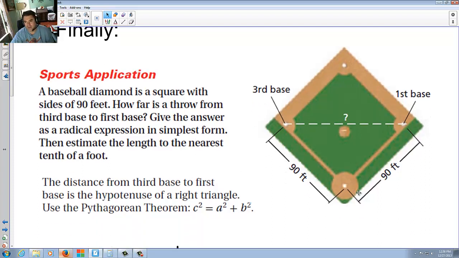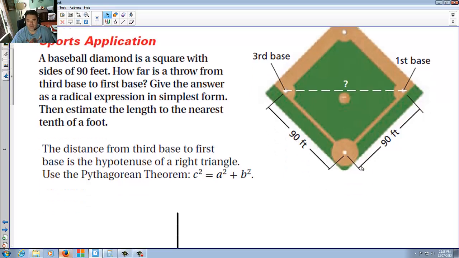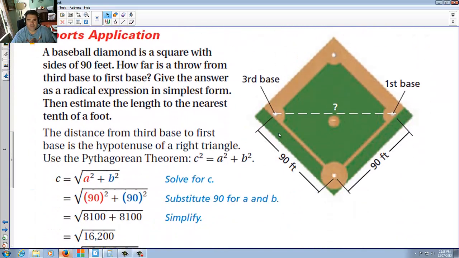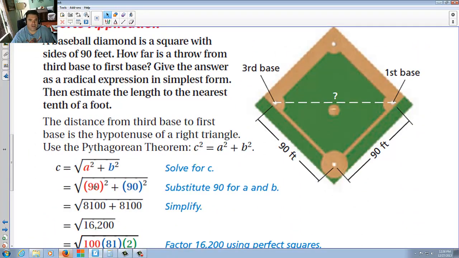Simply put, Pythagorean theorem, remember, a squared plus b squared equals c squared. Remember, right angle. These are the two legs. So 90 squared plus 90 squared. Basically, you're taking 90 squared plus 90 squared. 90 squared looks like 8,100. Plus another 8,100 makes 16,200.